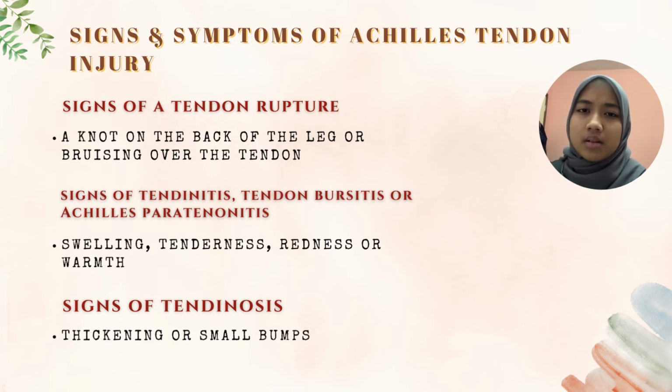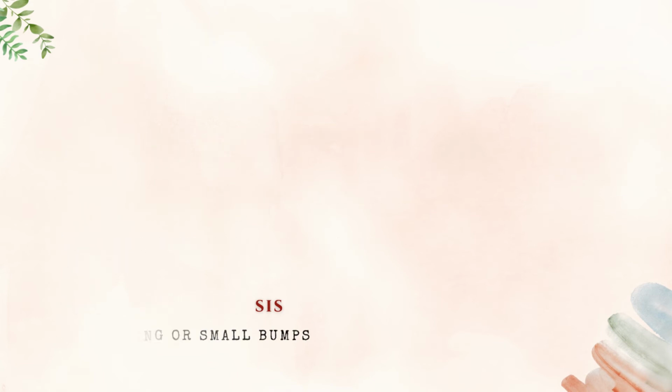A knot on the back of the leg or bruising over the tendon is a sign of tendon rupture, while swelling, tenderness, redness, or warmth is a sign of tendinitis, tendon bursitis, or Achilles peritendinitis. And lastly, a thickening or small bump is a sign of tendinosis.